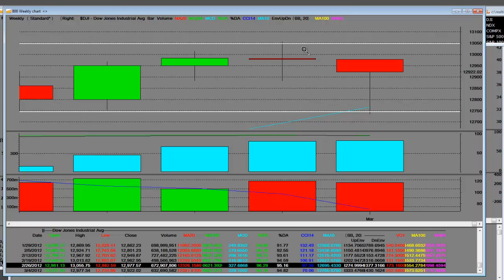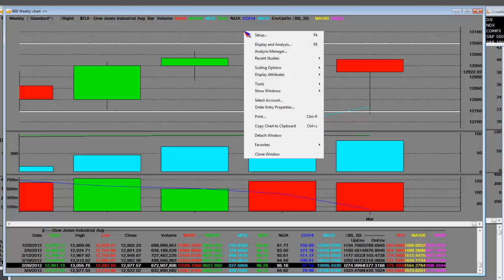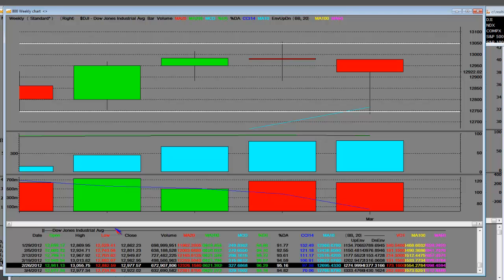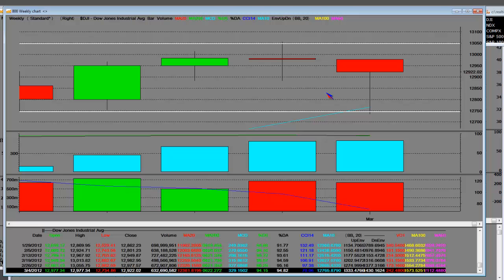And we hit this very narrow range week right up here at the highs of, guess what it was? I can tell you right now, 13,055.75. This last week's high, as of the closing of 3/11/2012, that weekly high is 12,977.34, which is a lower high. That's that support level in that weekly moving average on the Dow.